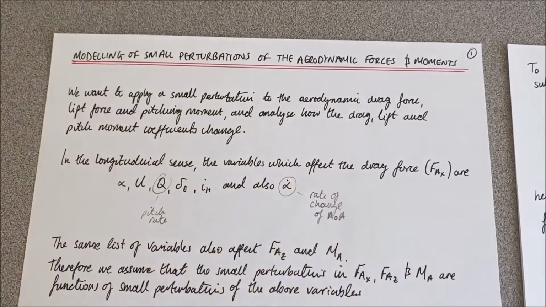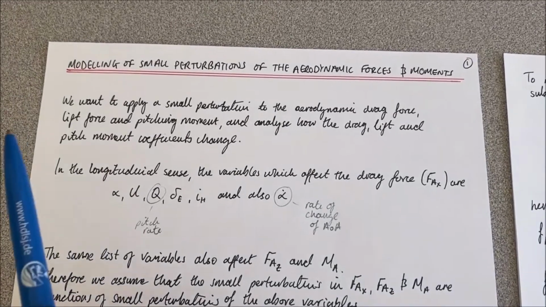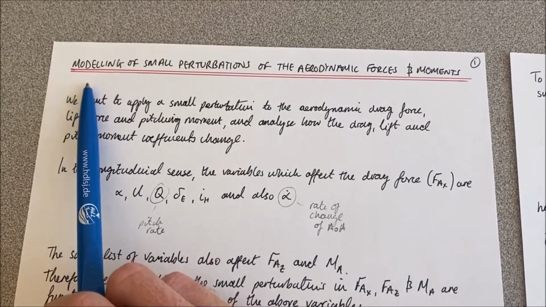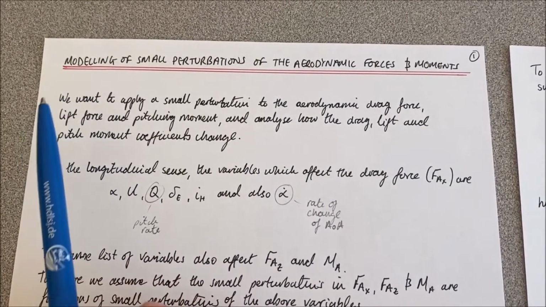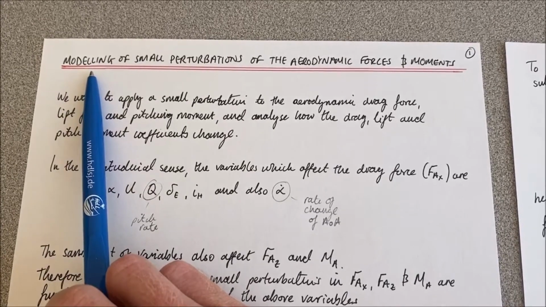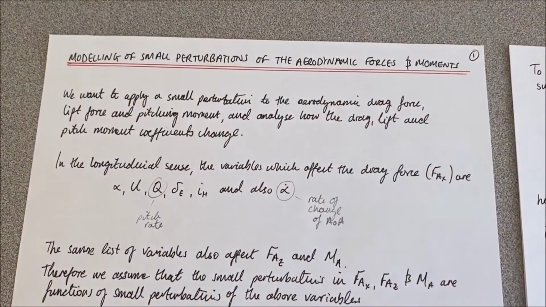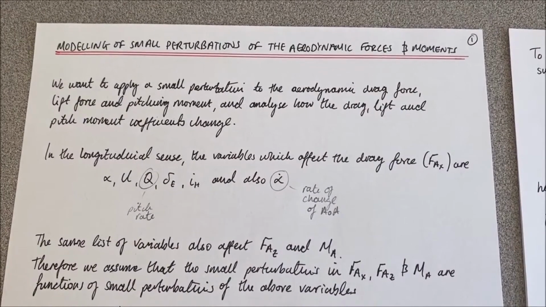Oh, and by the way, the eagle-eyed among you will have noticed I can't spell modelling consistently, and that's because in British English it has 2 L's and in American it has 1, so forgive me on that.